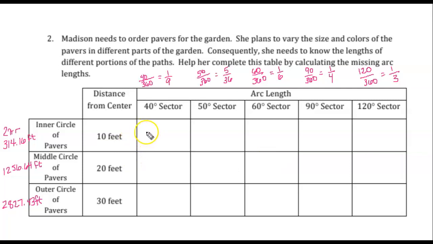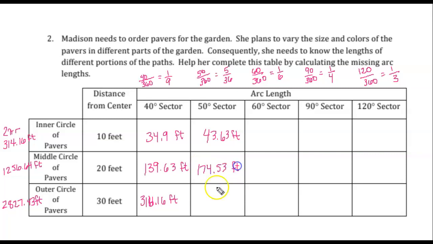For the 40-degree sector, the 10-foot circle is going to have an arc length of 34.9 feet. The middle circle will be 139.63 feet. And the larger circle is going to be 314.16 feet. For the 50-degree sector, it's going to be 43.63 feet. The middle, 174.53 feet. And for the outer, 392.70 feet.